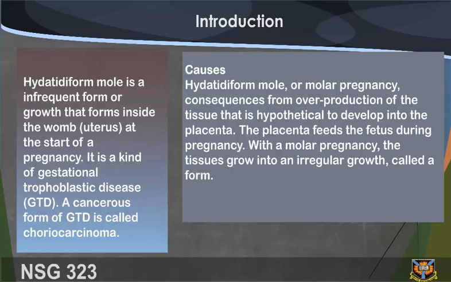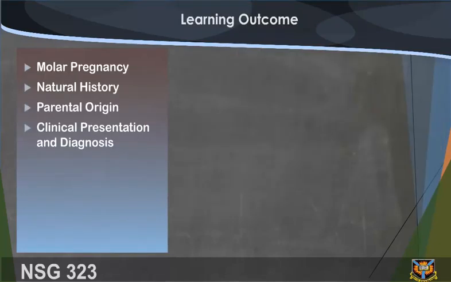Causes: hydatidiform mole or molar pregnancy. It results from overproduction of the tissue that is supposed to develop into the placenta. The placenta feeds the fetus during pregnancy. With a molar pregnancy, the tissues grow into an irregular growth called a mole. Learning outcome: molar pregnancy, natural history, parental origin, clinical presentation and diagnosis.